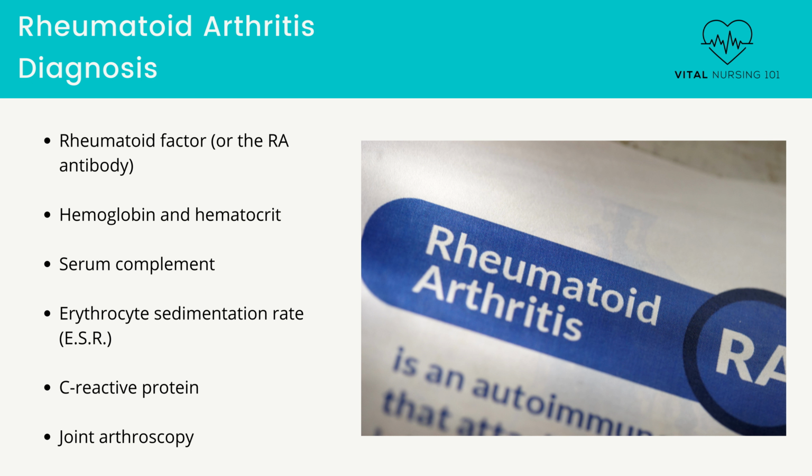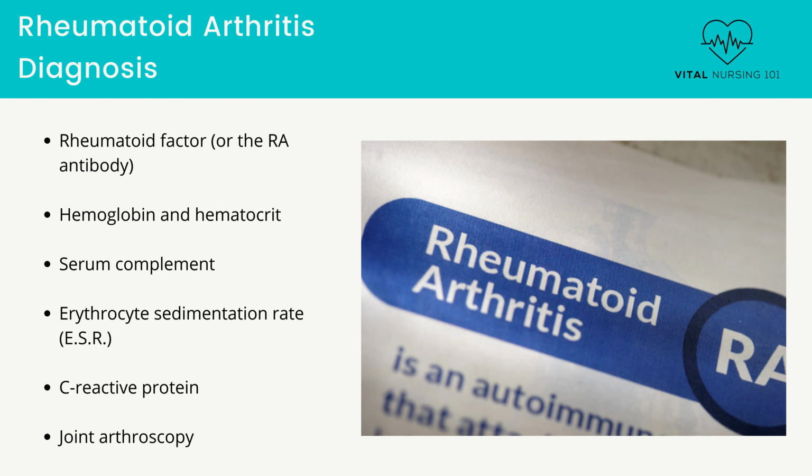The next thing we want to teach the patient are tests that diagnose rheumatoid arthritis. The following tests include rheumatoid factor, or the RA antibody. Not all rheumatoid arthritis sufferers will have a positive antibody titer, which must be noted. Hemoglobin and hematocrit. Patients with rheumatoid arthritis may develop normocytic, hypochromic anemia. Iron deficiency anemia may be present. Serum complement. This laboratory value is decreased during periods of exacerbation. Erythrocyte sedimentation rate. C-reactive protein.